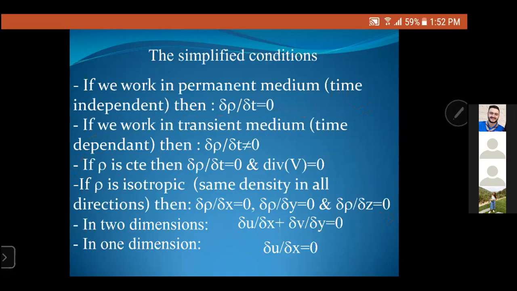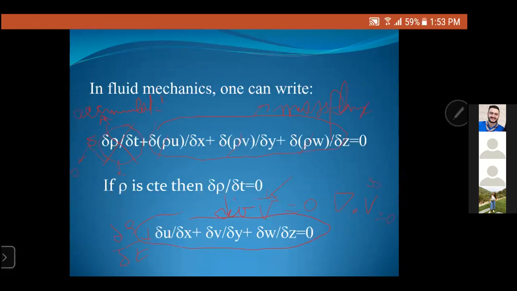Other case, if we are working in 2 dimensions where the medium is a permanent medium and the density is constant, then we have du over dx plus dv over dy equals 0. And in 1 dimension, we have du over dx equals 0. That's all the simplified conditions that can be used for this equation. Understood?